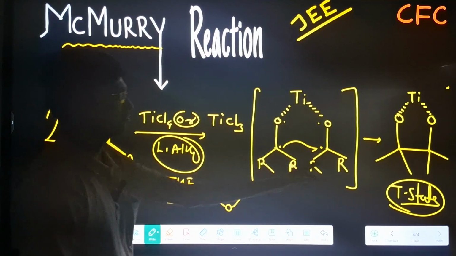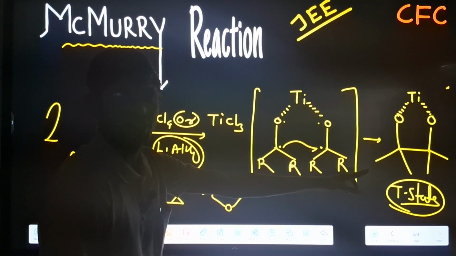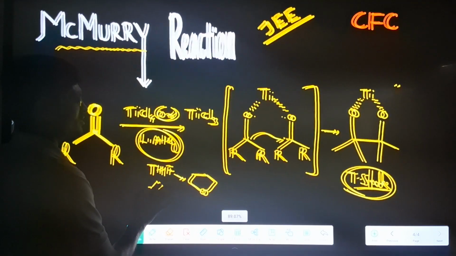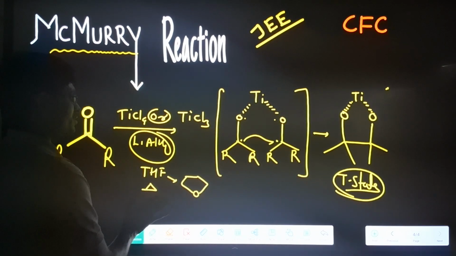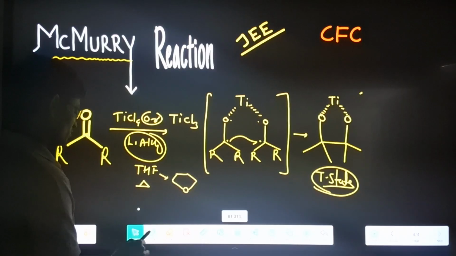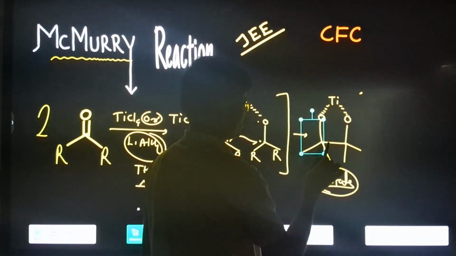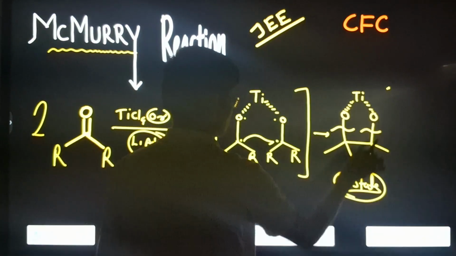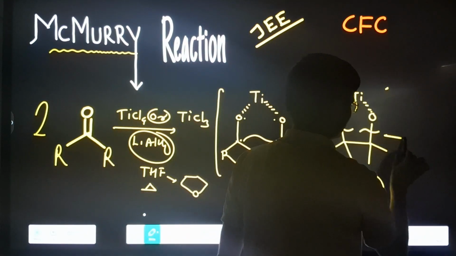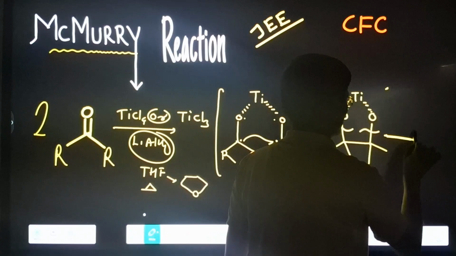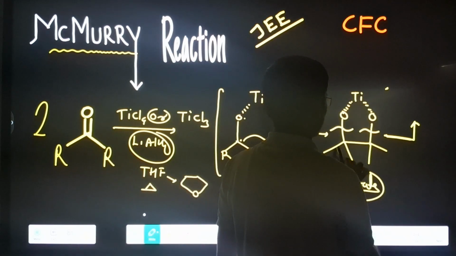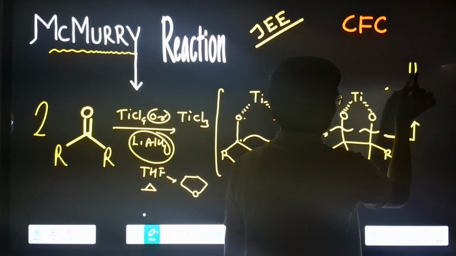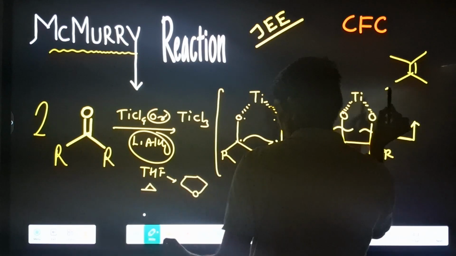So the formation of this 5-member transition state happens. What is the next step of this type of reaction? This bond is cleaved again. These two bonds are broken by homolytic cleavage, and a bond is generated between carbon and carbon. Then the final product is obtained.